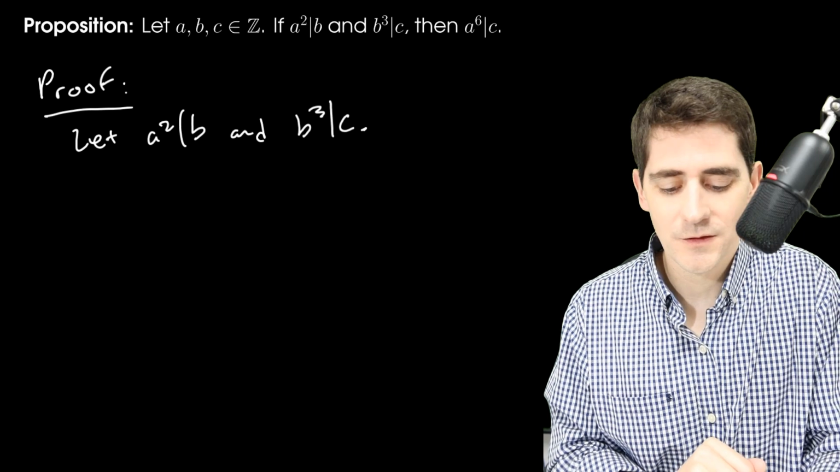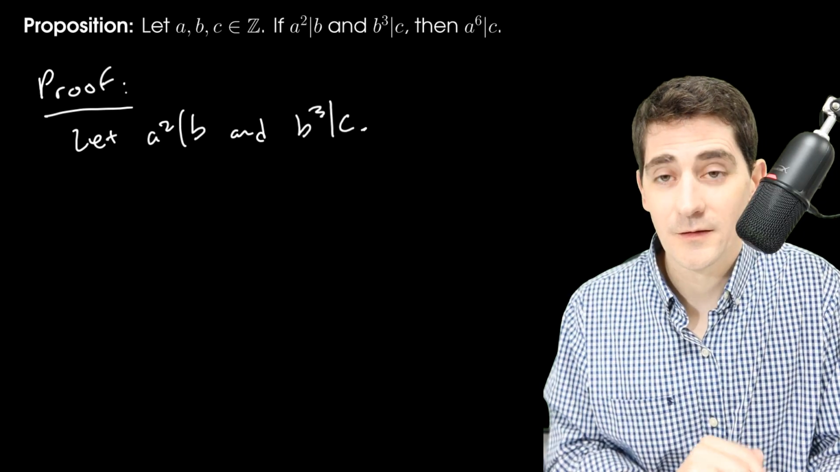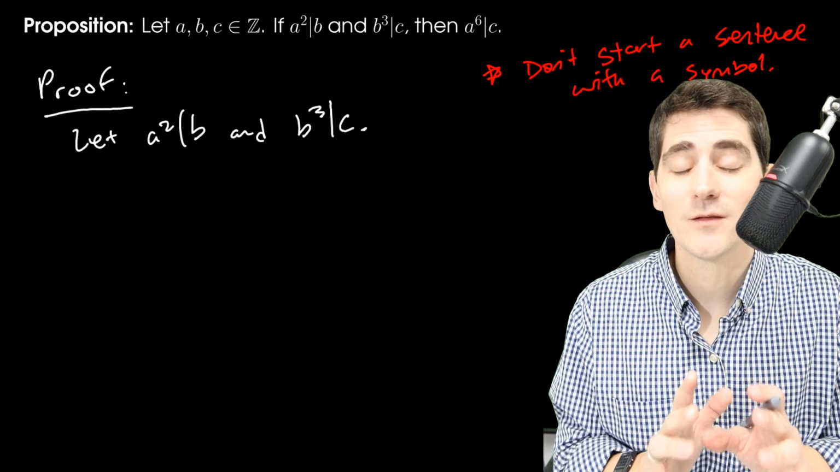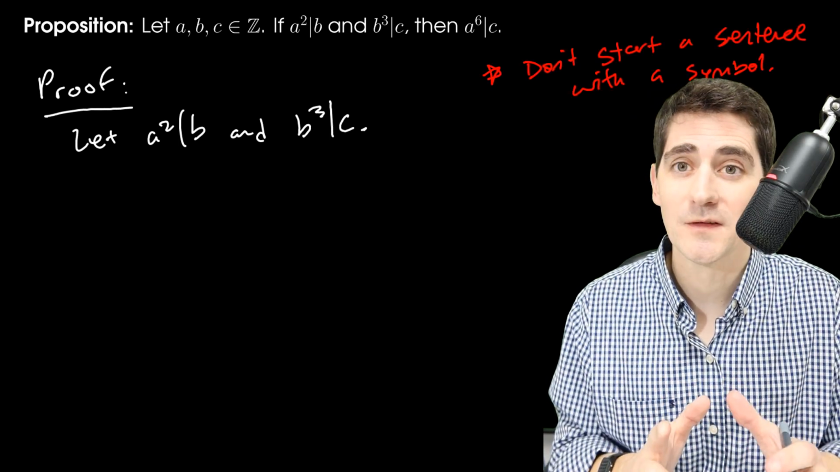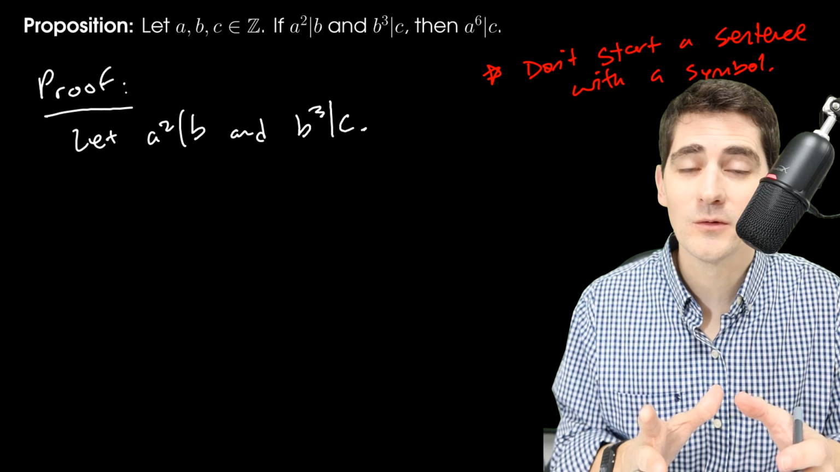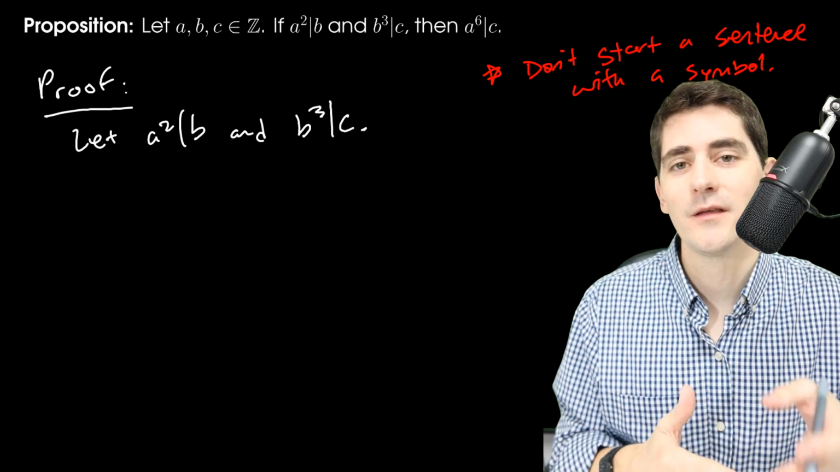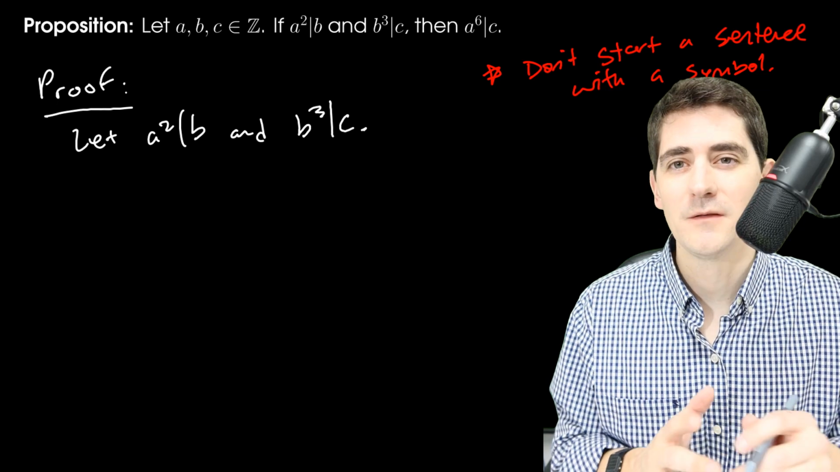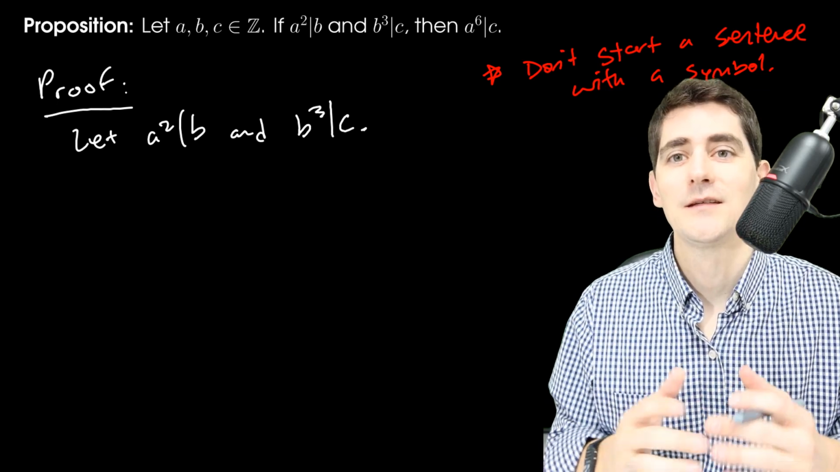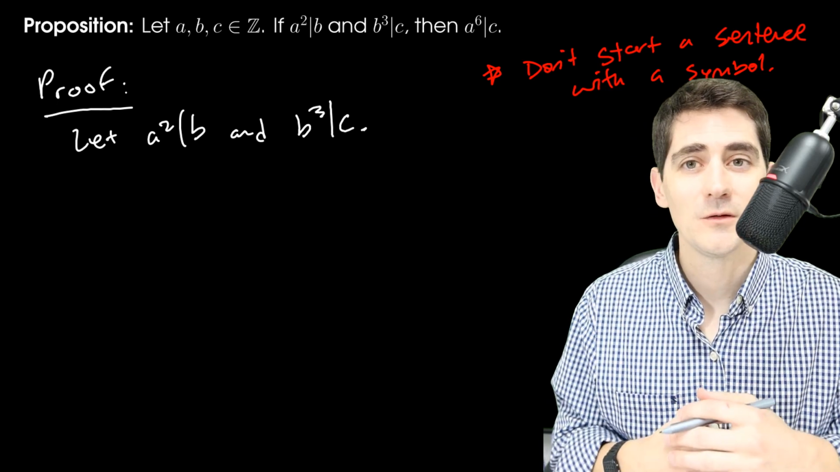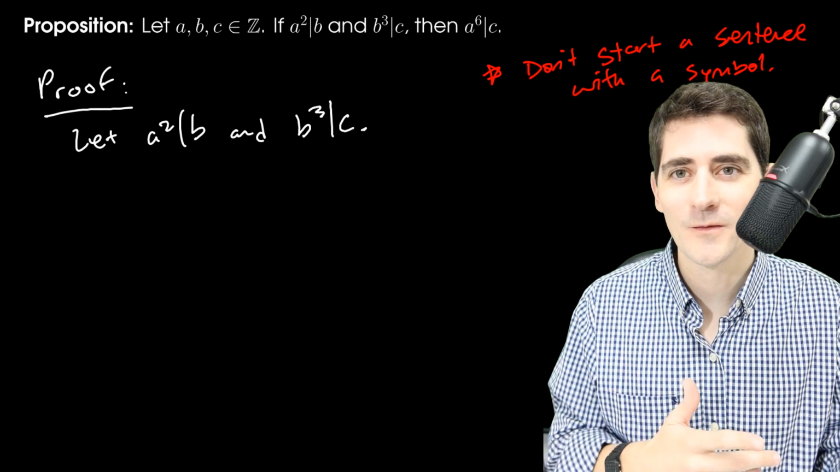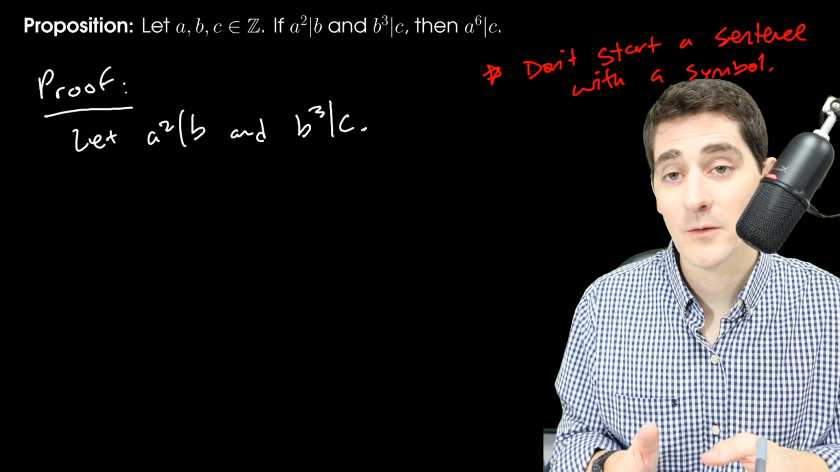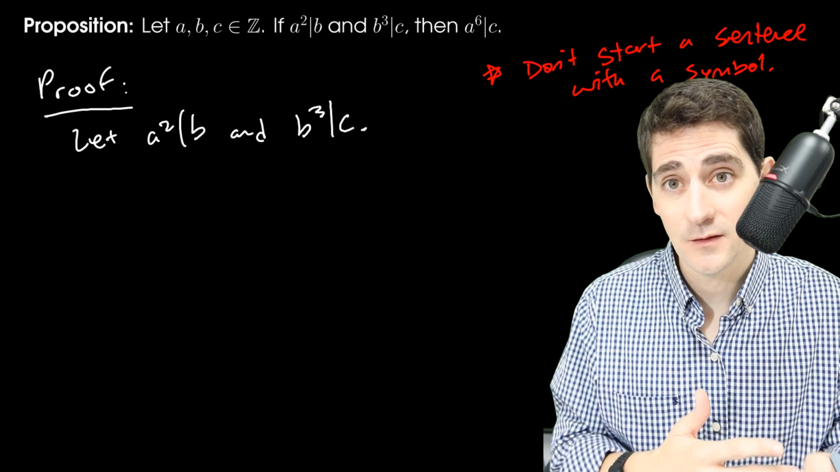Now here's a little proof writing note, because I was tempted just to write A squared divides B. Don't start a sentence in proof writing with a mathematical symbol. A is a variable, so I don't want to start a sentence with the variable A. So that's why we do a lot of let this, since this. You'll do a lot of hence and thus and therefores. Then you'll see a lot of that language. Okay, so here we're going to let A squared divide B and B cubed divide C.